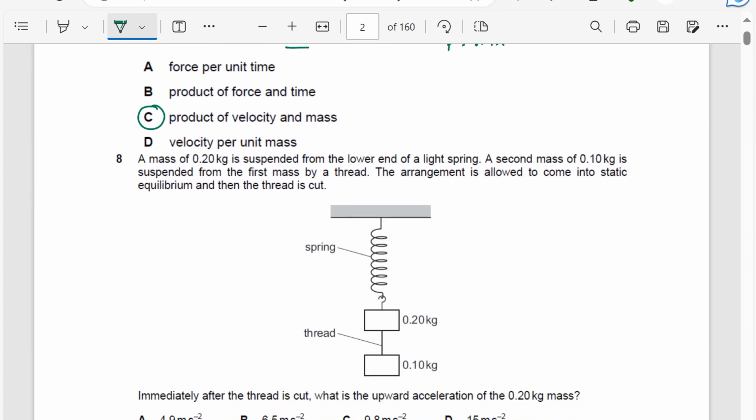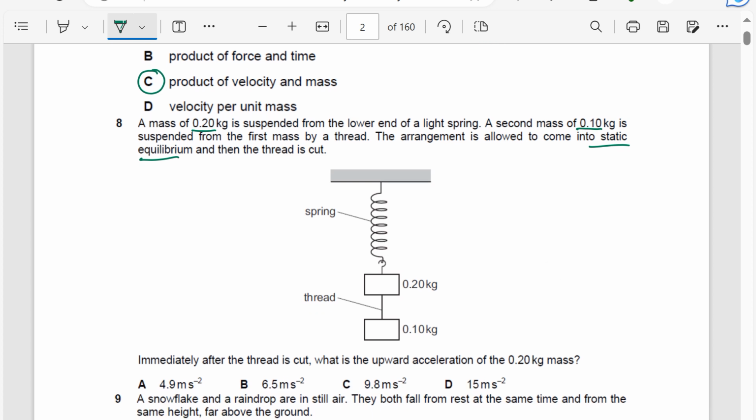A mass of 0.2 kilograms is suspended from the lower end of a light spring. A second mass of 0.10 kilograms is suspended from the first mass by a thread. The arrangement is allowed to come into static equilibrium. Static equilibrium, of course, that is dynamics. Immediately after the thread is cut, what is the upward acceleration of the 0.2 kilogram mass?